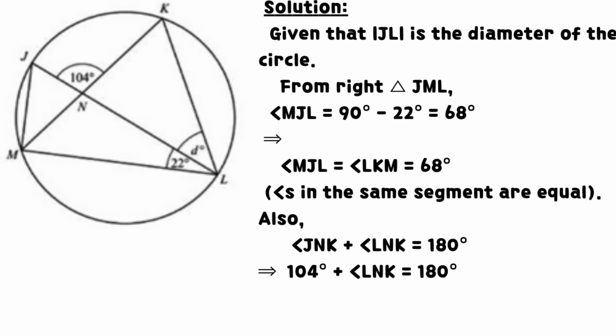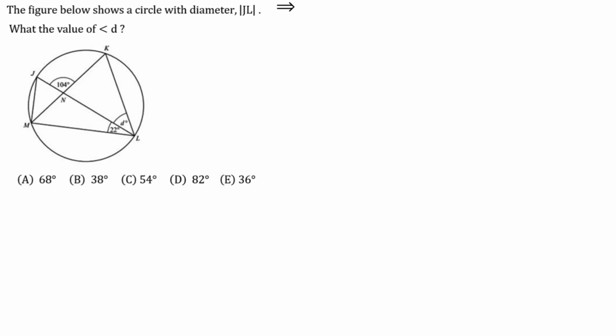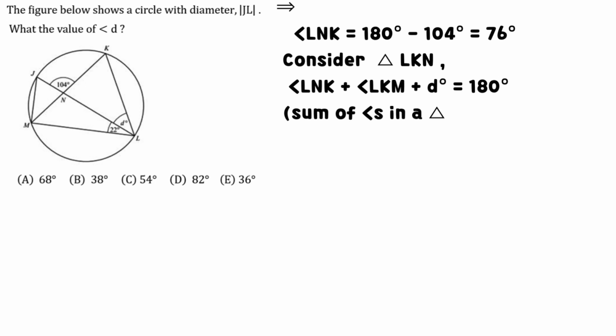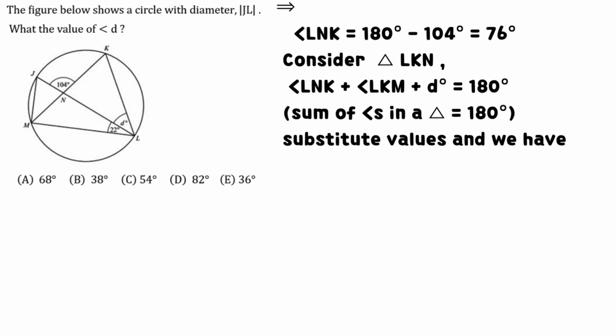The sum of 104 degrees and angle LNK equals 180 degrees. It is because the sum of angles in a straight line equals 180 degrees. Hence, angle LNK equals 76 degrees.